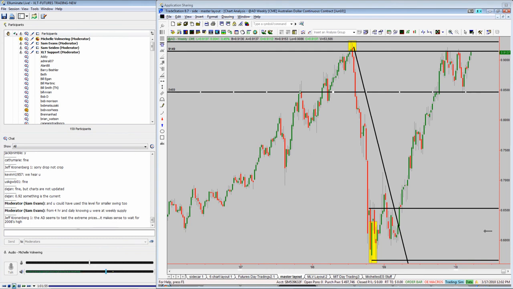Jeff says the Aussie dollar seems to test the extreme prices. It makes sense to wait for those 2008 highs. And again, it's all going to be based on risk management and money management, but the reality of it is you can find this on any time frame, on any chart, and any instrument that you want. I don't care if it's the yen or any stocks or the commodities, anything that's out there, you'll be able to use this as your profit objectives.